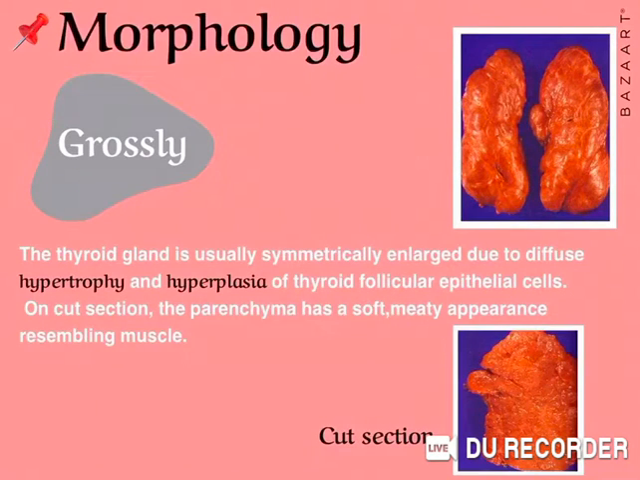Grossly, the thyroid gland is usually symmetrically enlarged due to diffuse hypertrophy and hyperplasia of the thyroid follicular epithelial cells. On cut section, the parenchyma has a soft, meaty appearance resembling muscle.